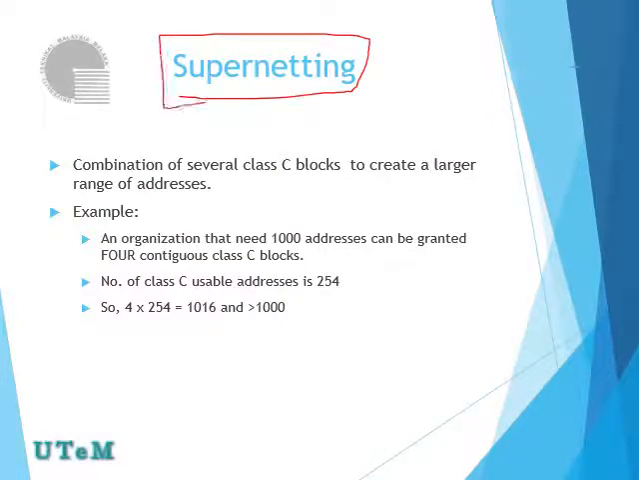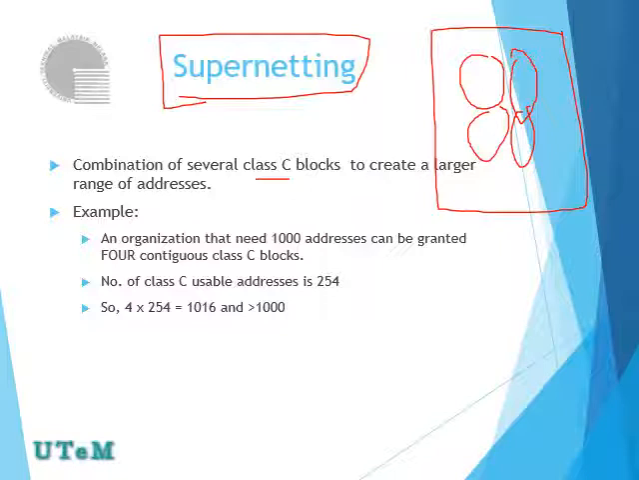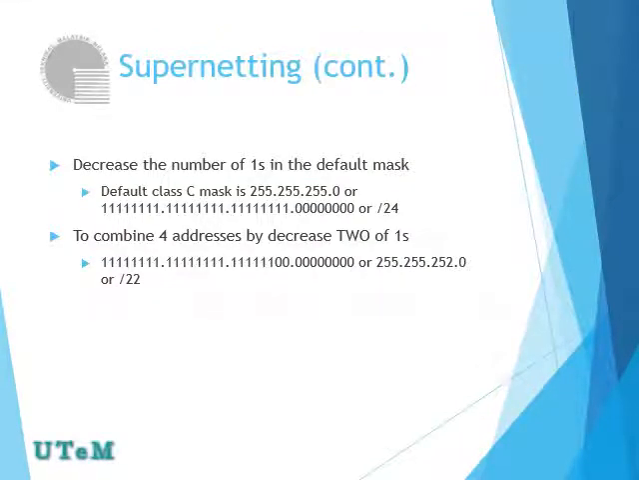Supernetting. Supernetting is applicable to class C. When we have small networks, we can create a larger one by combining several blocks to have a bigger block. That is implemented in class C. How? By reducing the 1 bits in the subnet mask. Over here, this is the default mask of class C. So you reduce 2, for example, and it becomes like this. This is what we call supernetting.